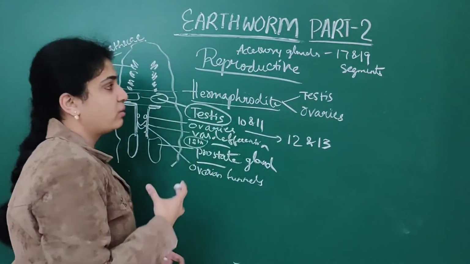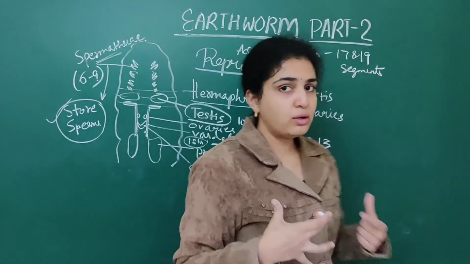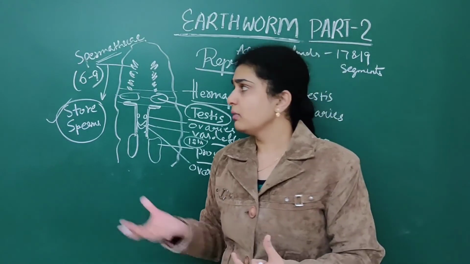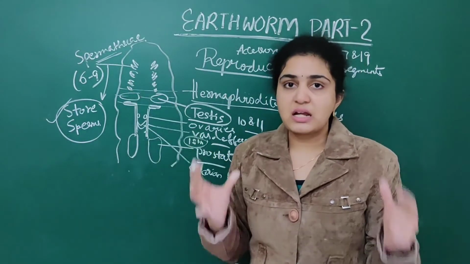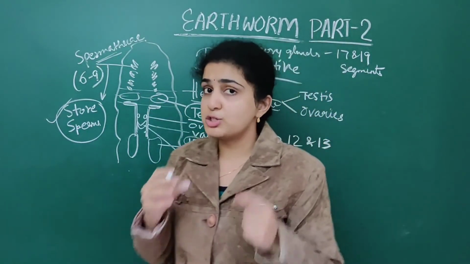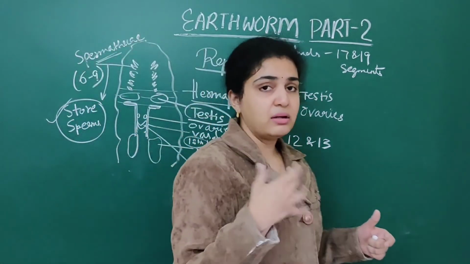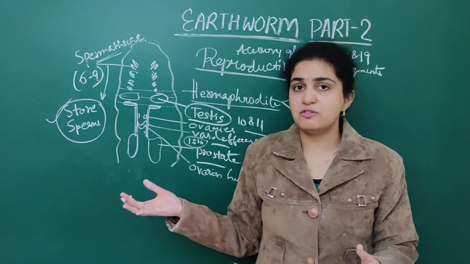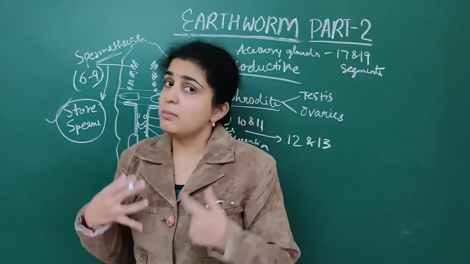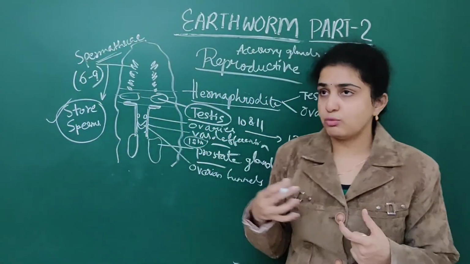So this is about mainly the reproductive system of earthworm. No need to get so confused. Simply you can learn. Where are spermatheca present? 6th to 9th segments. These segments are important. You should write all these down, and if you read them 2 times, it will be very easy for you. Because every year, in NEET at least, 2 to 3 questions are based on earthworm only.